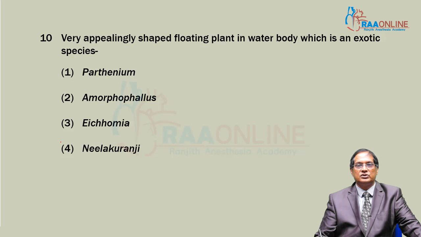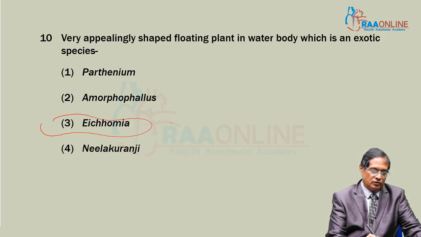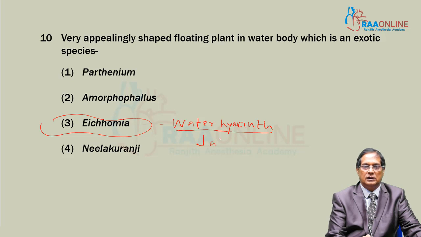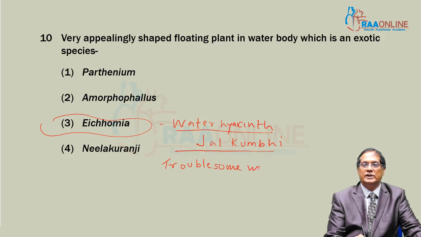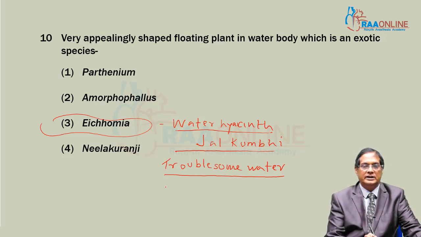The exotic species that shades floating plants in a water body is Eichhornia, the water hyacinth. In Hindi it is called Jalkumbhi. It is a troublesome water weed, harmful for aquatic life. It is also called the terror of Bengal.